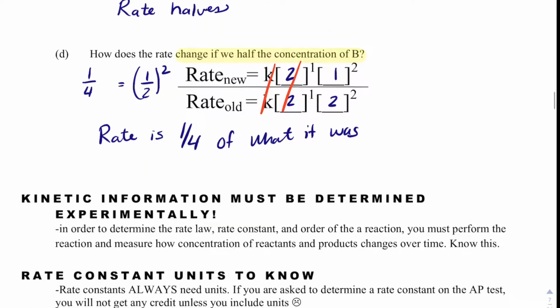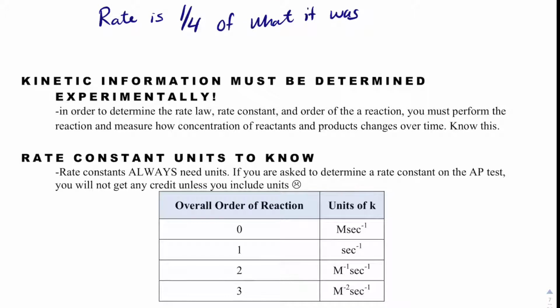Okay, the thing that's important here to always recognize is that kinetic information must be determined experimentally. We can, I guess, predict what happens, but we'll have no idea unless we measure it in lab. That's very important to know. AP is very common for throwing a multiple choice question out there that kind of talks about that.